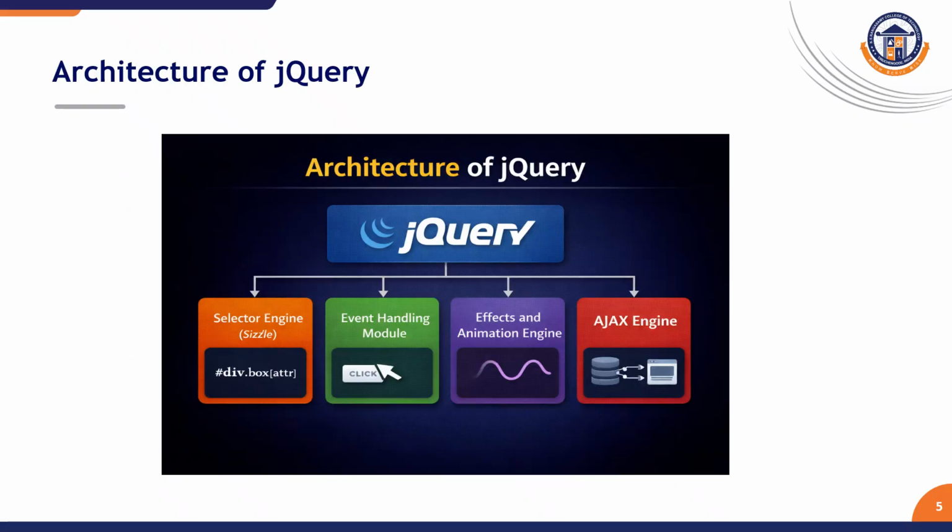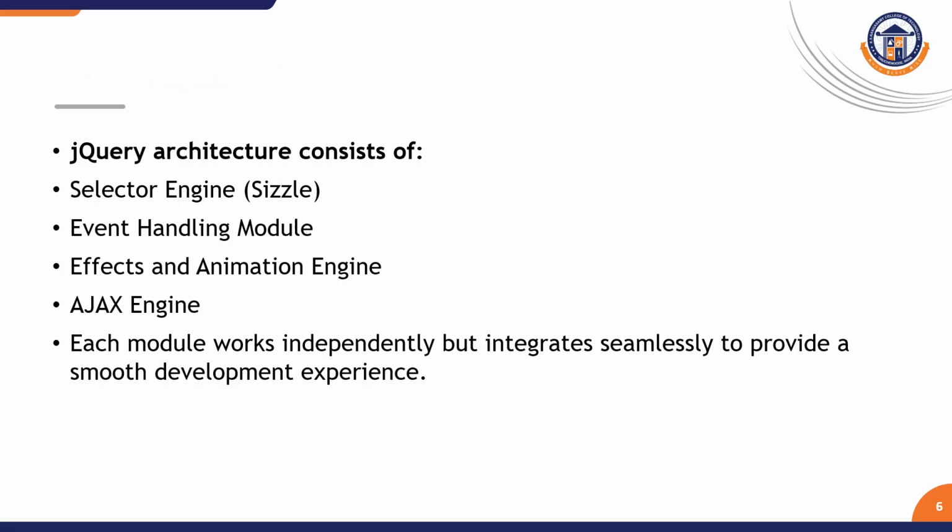Architecture of jQuery. It shows jQuery at the center with different modules around it. Each module handles specific jobs like selecting elements, handling events, animations, and Ajax. jQuery architecture consists of the selector engine, event handling module, effect and animation engine, and Ajax engine.